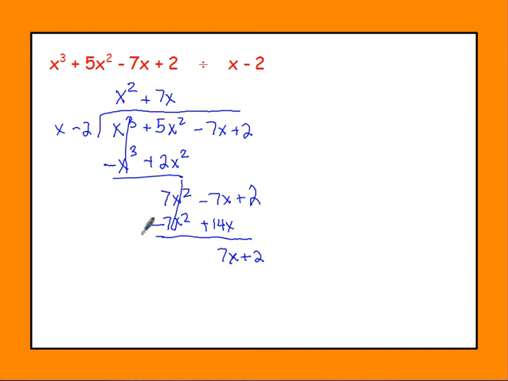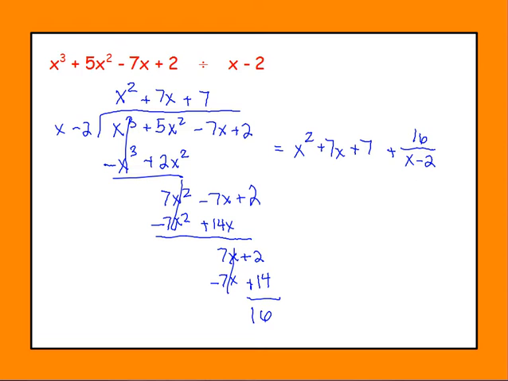Now ask yourself, x times what will give me 7x? And that would be a positive 7. So 7 times x minus 2 is 7x minus 14. Subtract, add, those cancel, this becomes 16. So again, I have a remainder. So my final answer is x squared plus 7x plus 7 with a remainder of 16 divided by x minus 2.